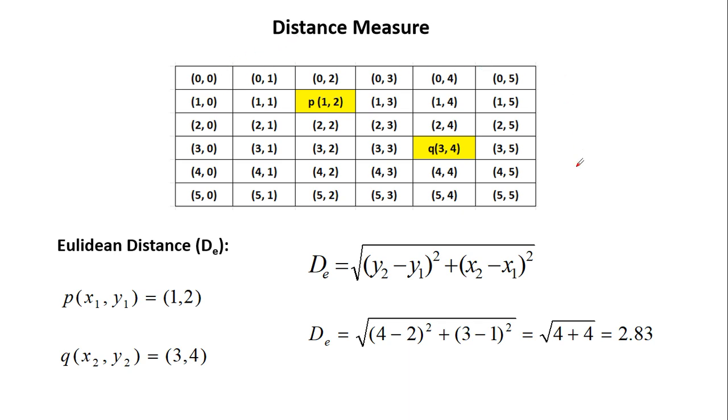Now this is the image patch of 6 by 6. These are the pixel locations. In this direction X increases and in this direction Y increases. Now these are the pixels under consideration, P and Q.